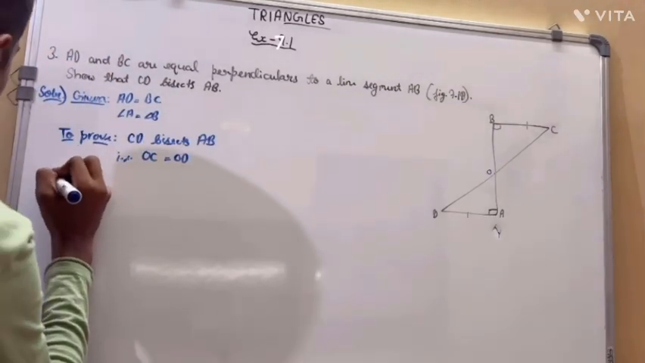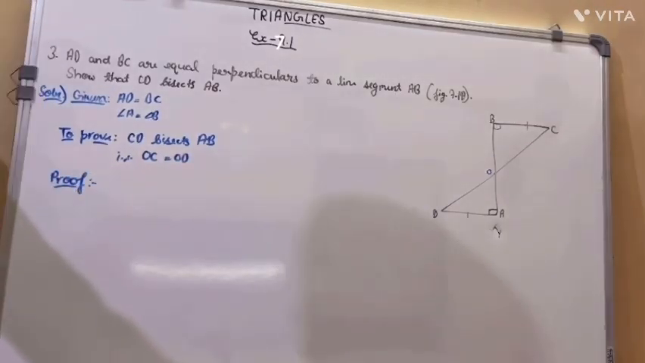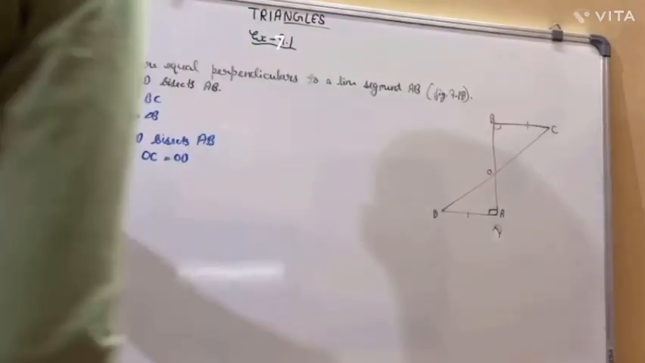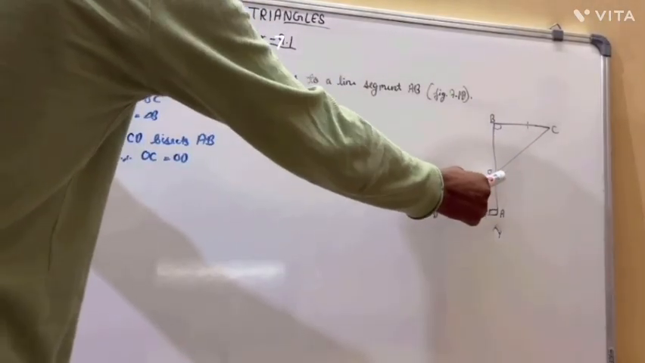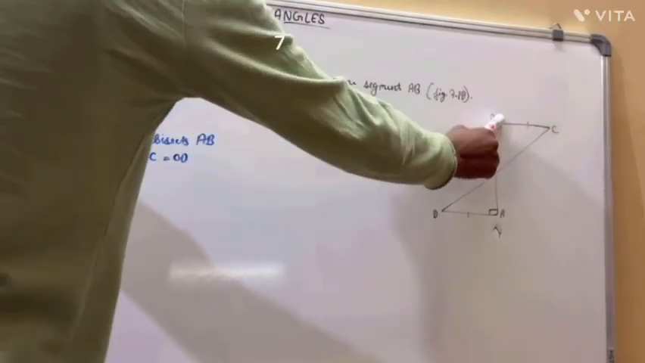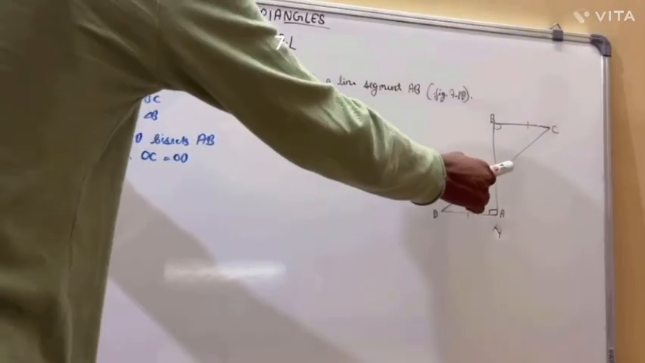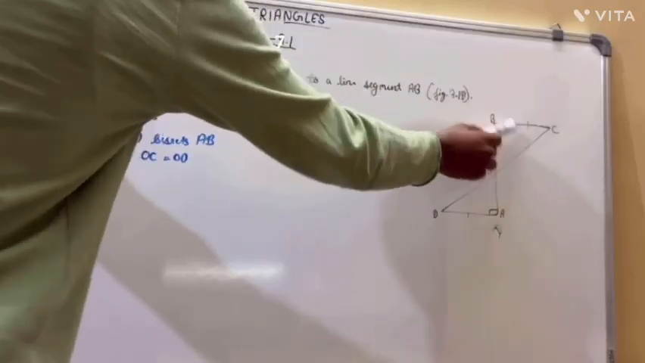Now proof. We have to find the proof. Okay. So to prove OC is equal to OD, we have to make these two triangles congruent: AOD, this triangle, and BOC, this triangle. Then by CPCT we can prove this. So firstly we will prove these congruent.